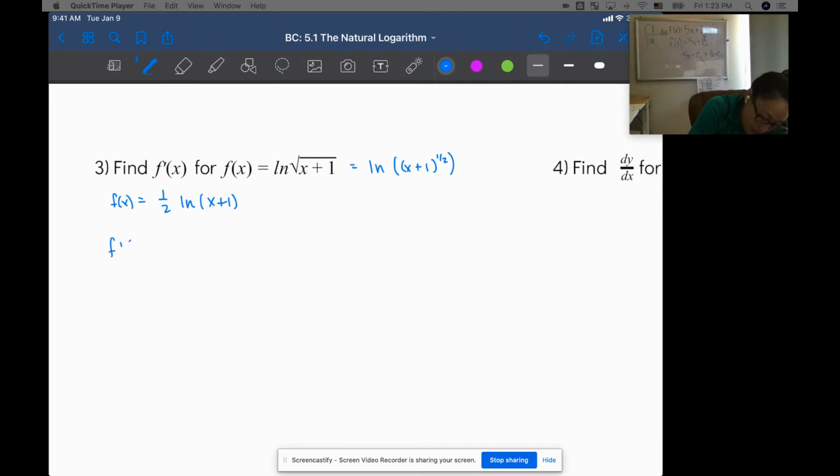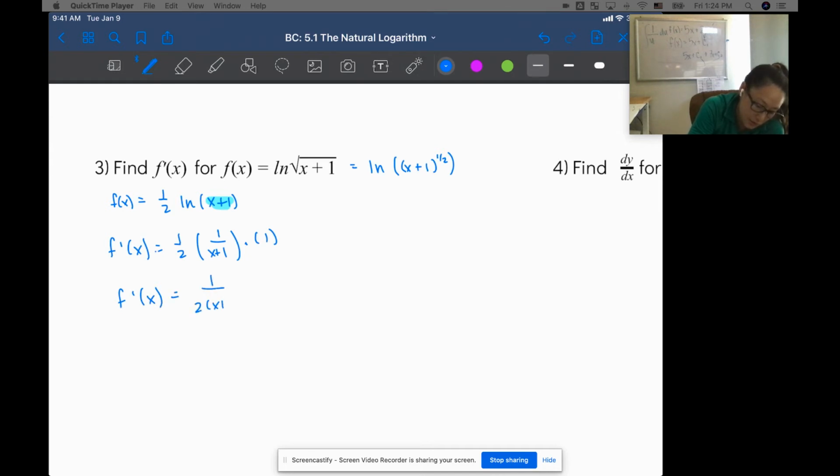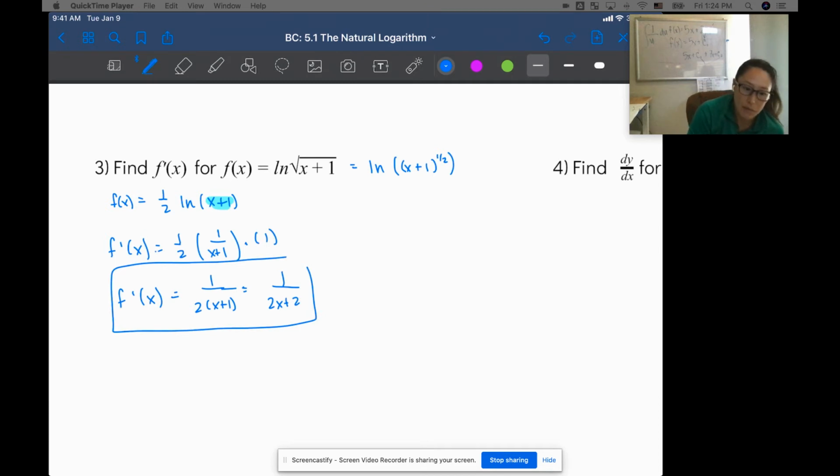We have f prime of x is equal to 1/2 times 1 over u. My u is going to be the inside, x plus 1. So 1 over x plus 1 times the derivative of u, which is just 1. So I get f prime of x is equal to 1 over 2 times x plus 1. Or if you want to write it as 1 over 2x plus 2, that's also an option. All right, number 4.